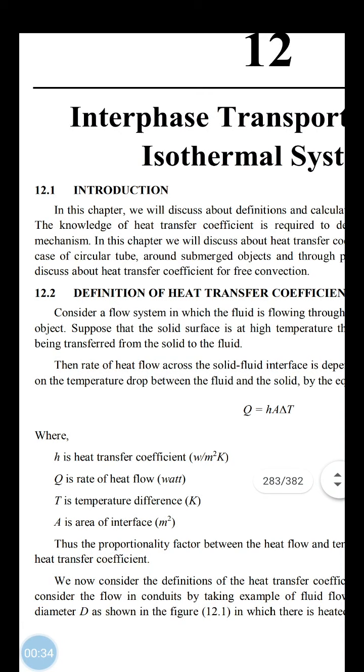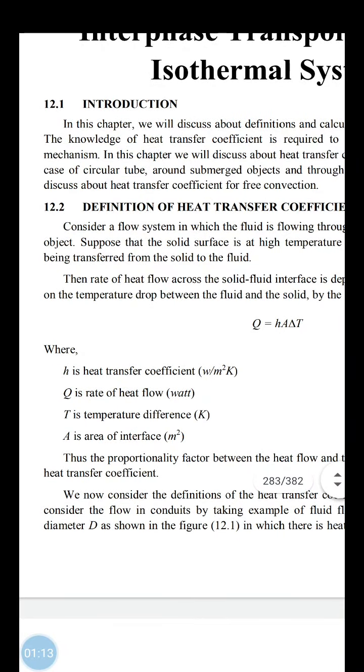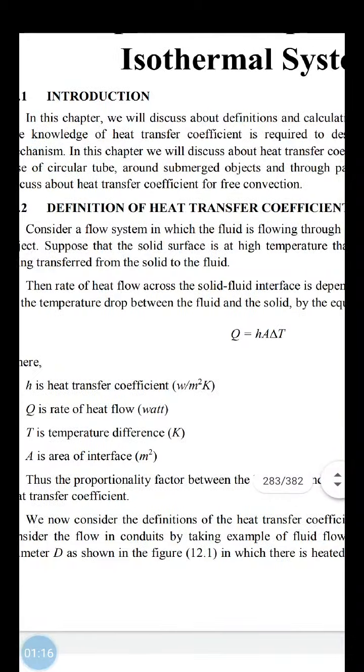We are going to discuss many topics in this chapter which are related to the calculation of heat transfer coefficient, because heat transfer coefficient is a very important parameter in heat transport mechanism. So in this chapter we will discuss how to calculate the heat transfer in case of natural convection and forced convection, how to calculate this heat transfer in case of circular tube, around submerged object and in packed beds. So first of all, we will discuss what is heat transfer coefficient, and then we will go in detail about calculation of heat transfer coefficient.